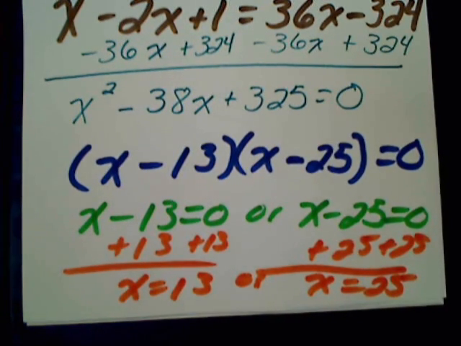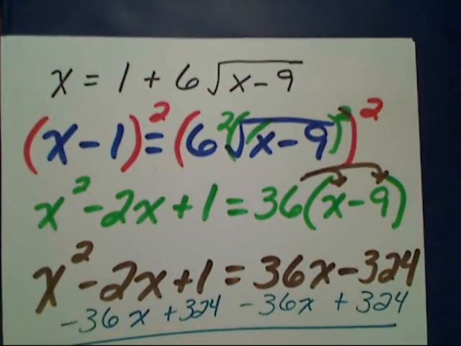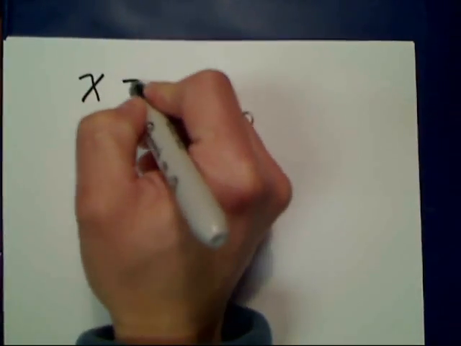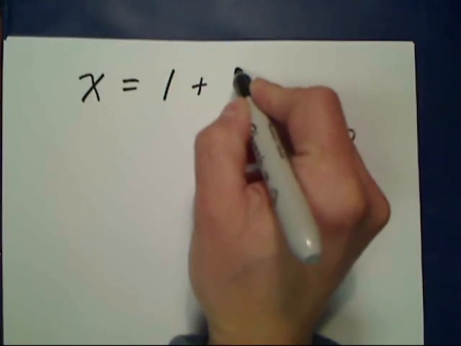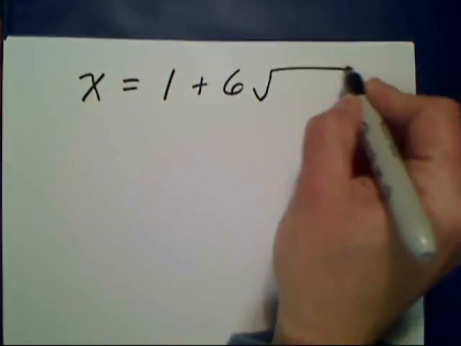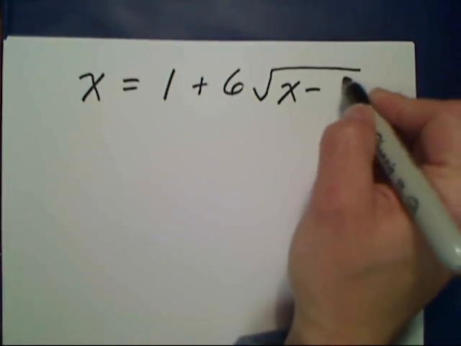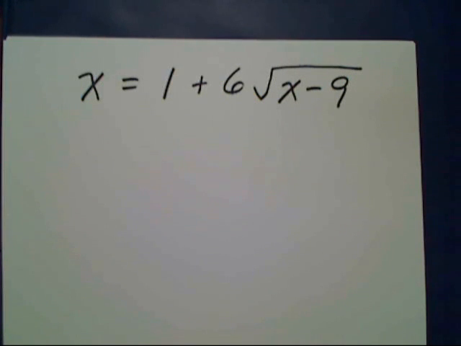Remember, the key here is that we have to check our answers. Let's go to a new page. I'm just going to rewrite my equation on the new page. So we have x is equal to 1 plus 6 times the square root of x minus 9. And we have to check both of our answers. So the first one I'm going to check is x equals 13.